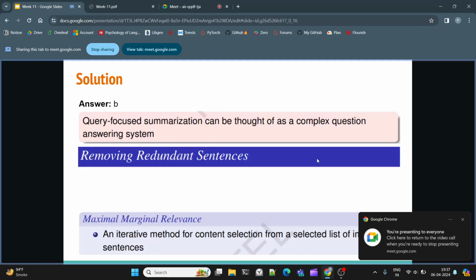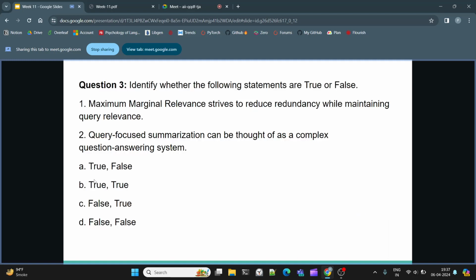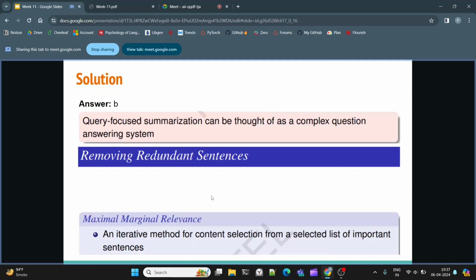The solution is B actually. So the first part is, I think, clear to everyone. Why is it true? Maximum marginal relevance. The aim of using this strategy is to reduce redundancy while maintaining query relevance. This was discussed in the lectures as well.